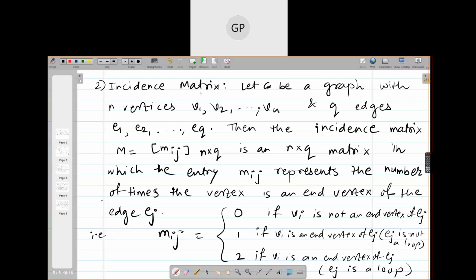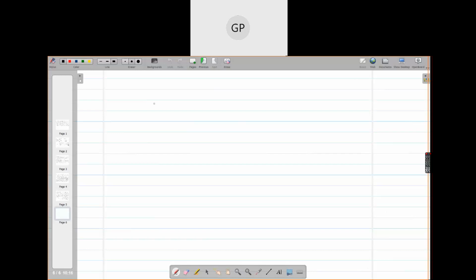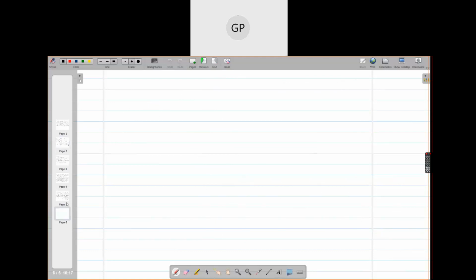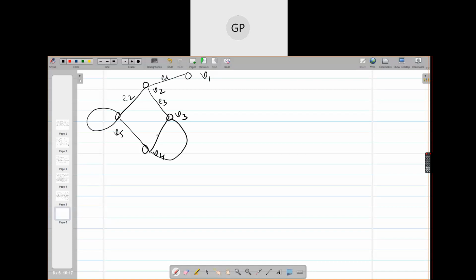Yes, so let us have an example. The same graph we can consider. Okay, I will remove this. Let me draw the graph once again. V1, V2, V3, V4, V5. Now we should have the names of the edges with us. E1, E2, E3. There are two edges. So this is E4 and this is E5. This is E6 and this is E7.